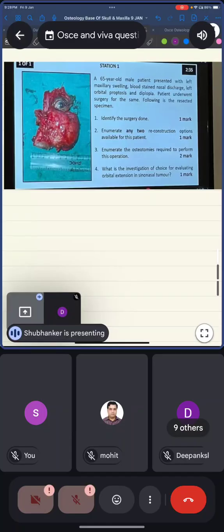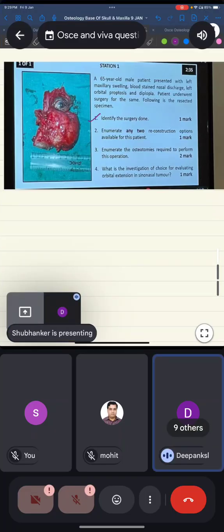Now come to this question. A 65-year-old male presented with left maxillary swelling, blood-stained discharge, orbital proptosis, and diplopia. He underwent some surgery. Following is the resected specimen. Identify the surgery done. Can somebody try and take this first answer? What is the surgery that is being performed?